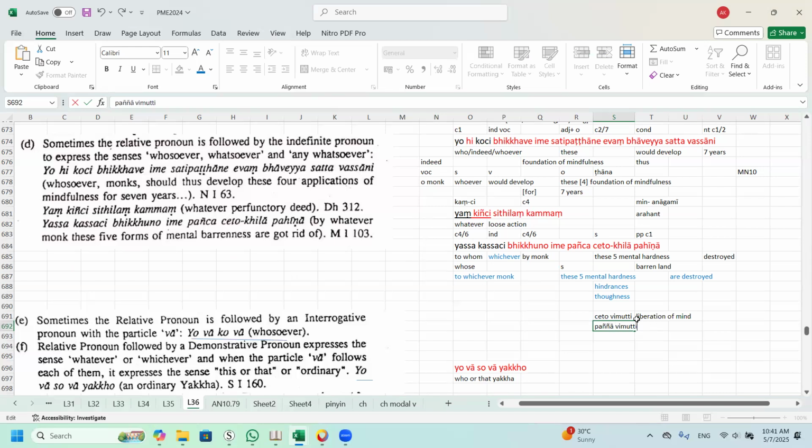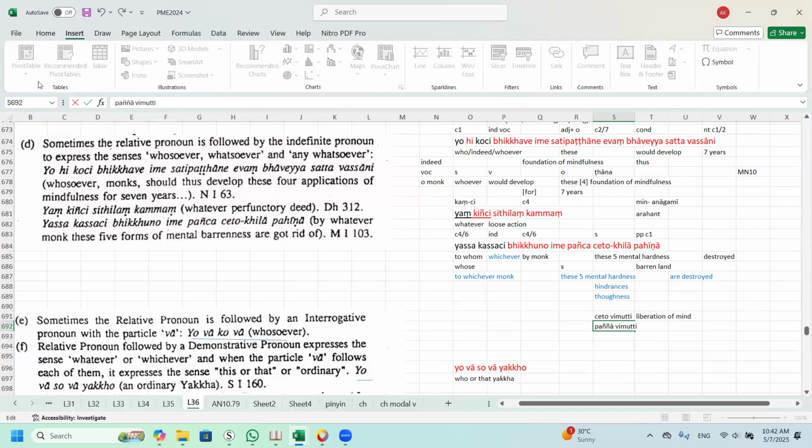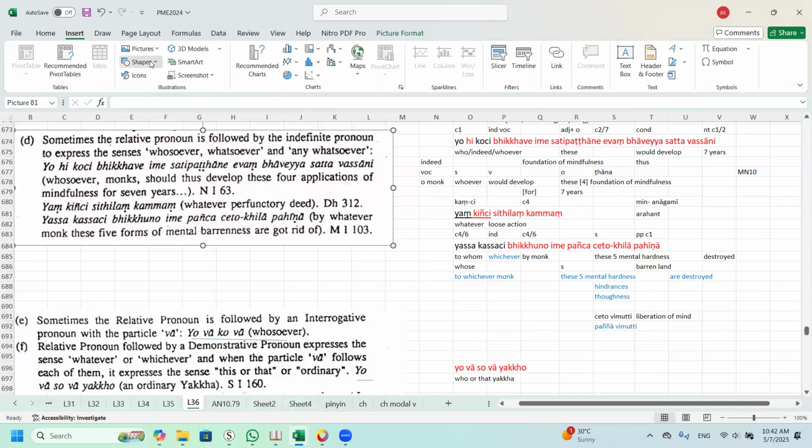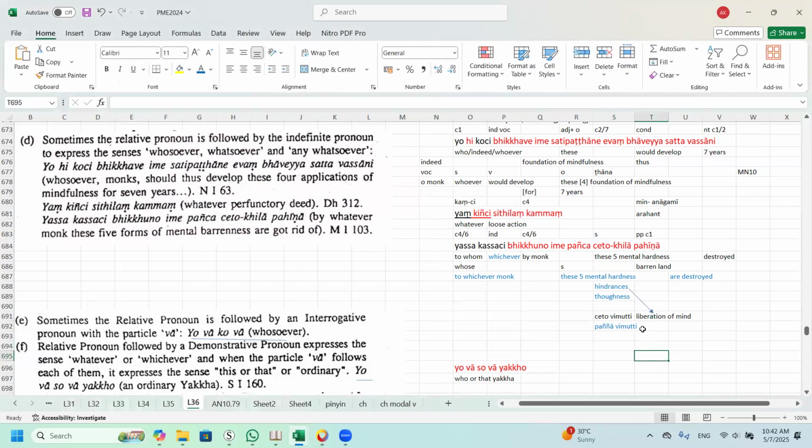So that means Ceto Vimutti is normally the mind liberated from the five hindrances. This one always refers to the five hindrances. The mind is liberated because the five hindrances no longer disturb the mind. Then when you say Panya Vimutti, that means the mind is liberated by wisdom.